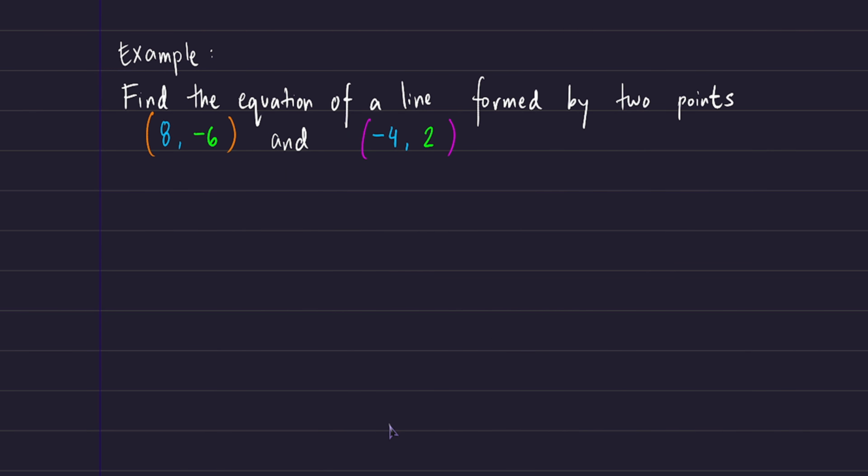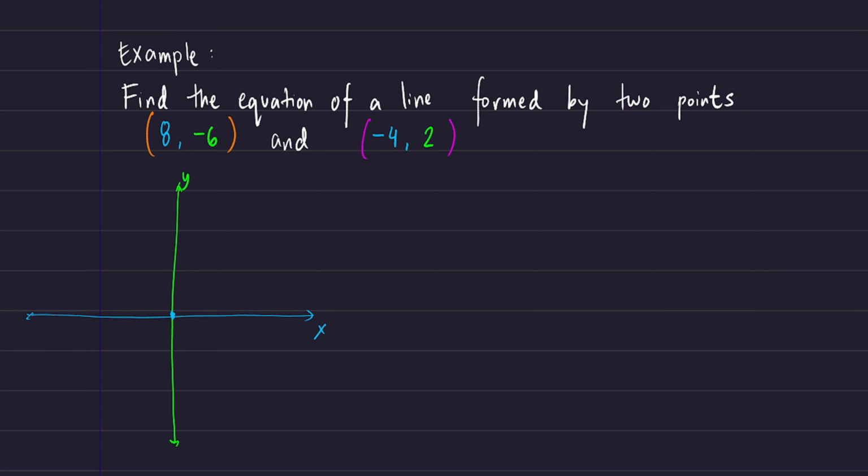Para sa ating huling example, let's find the equation of a line formed by 2 points, 8, negative 6, and negative 4, 2. I-graph natin yung points para makita natin yung line na mabubuo. So, we have here y-axis and then x-axis. Ayan. Dito yung origin. So, we have x and y-axis. Mag-assign na tayo ng P1, P2, X sub 1, Y sub 1, X sub 2, saka Y sub 2.